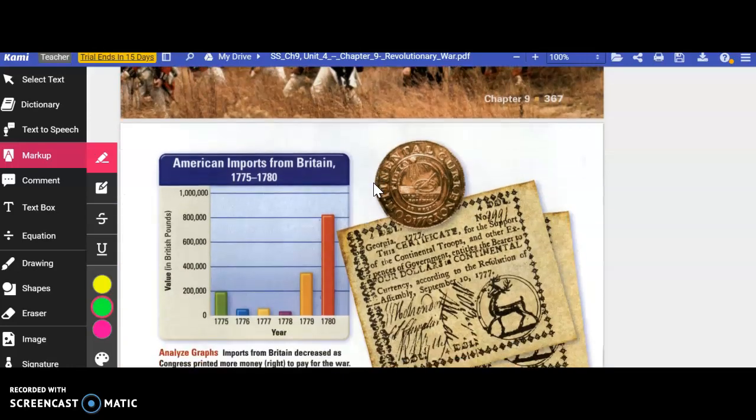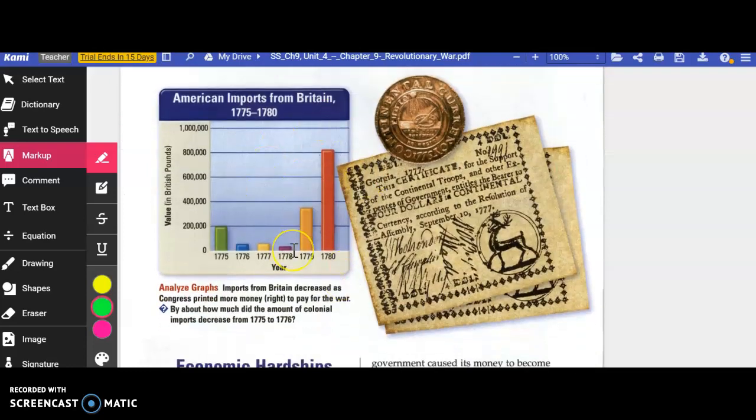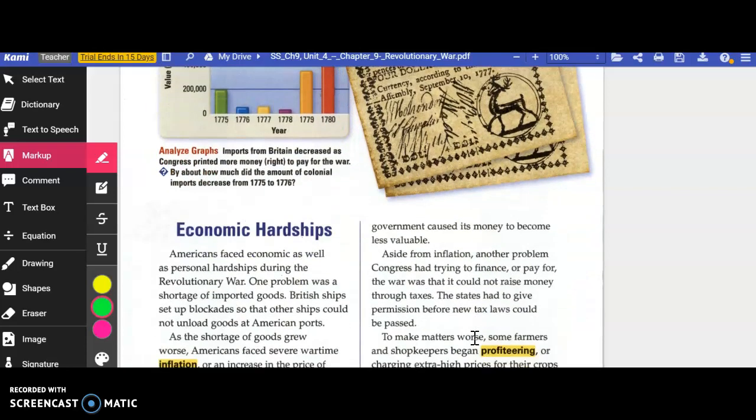Okay, personal hardships. American imports from Britain. Here's something about trade. So the value in British pounds of imports, what they're bringing in, goes up a lot here. Imports from Britain decreased as Congress printed more money, right, to pay for the war. But there was an inflation in the value of those goods. Interesting. Let's see what we can learn more about that here.